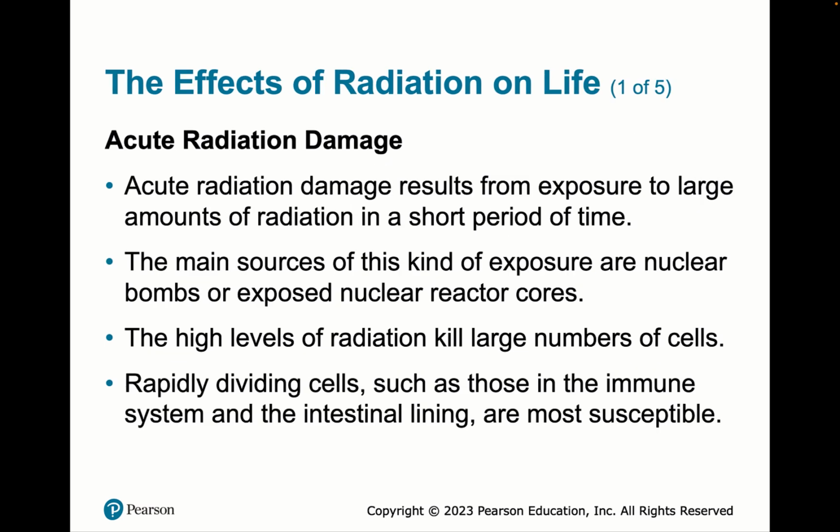So what happens with radiation? So acute radiation damage. Acute means short term. Where do you get these? You can get them from nuclear weapons or from nuclear reactors. That's where a lot of it comes from, so people that were in Chernobyl, for instance.